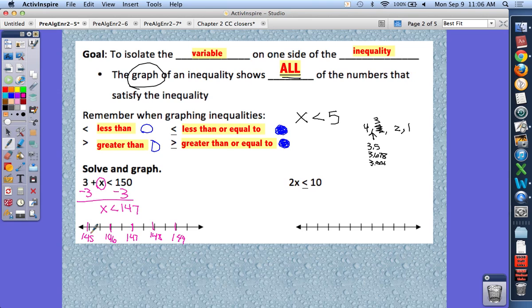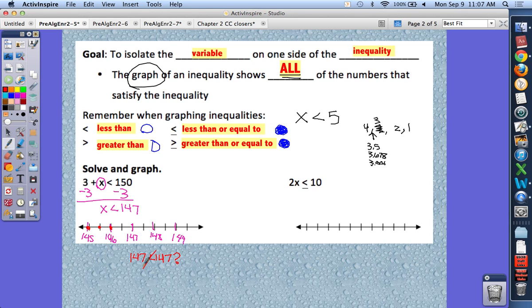To graph this, I want to show that it is any number less than 147. So what are some of my solutions? 146, 145, really 144.5, and all the points there, right? Is 147 less than 147? Is that true? If I said you have $147 and your sister has $147, do you have less money than her?